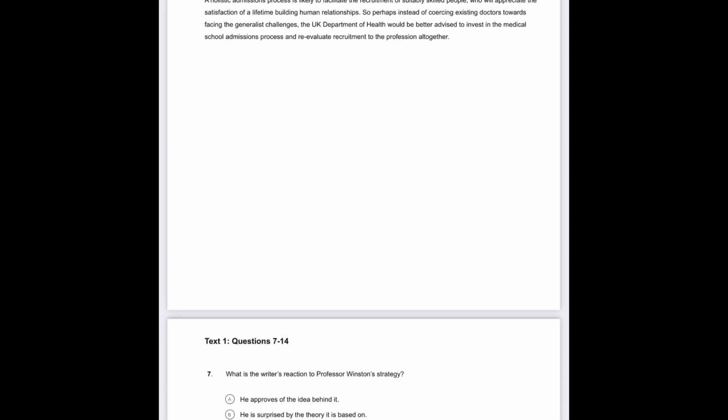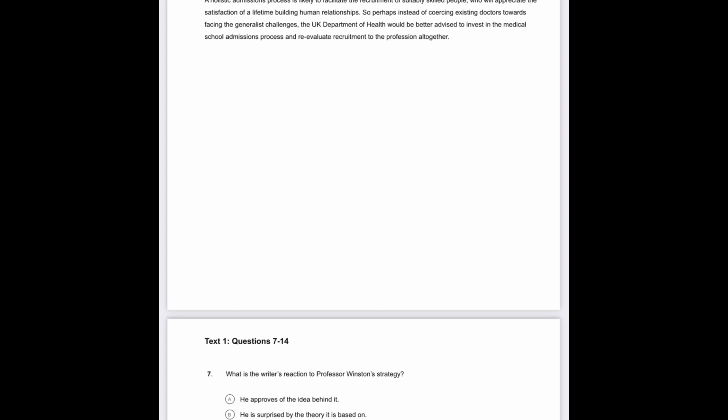He approves of the idea behind it. Seems correct to me. He is surprised by the theory. I did not read about any surprise. He worries about the implications it may have. There was no mention of that. He is disappointed by the narrowness of its focus. Again, not mentioned. So he approves of the idea behind it.